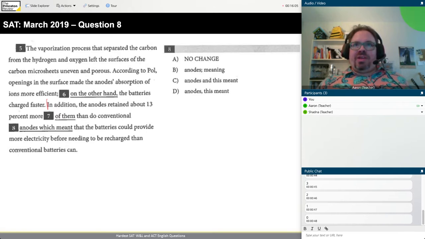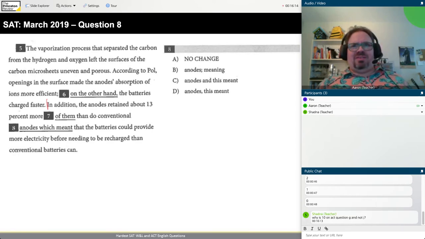Now, many of you at home are probably looking at this sentence and going, this doesn't seem right at all. We could even ignore question 7, because question 7 also seems so. Cool. So let me go back to that.